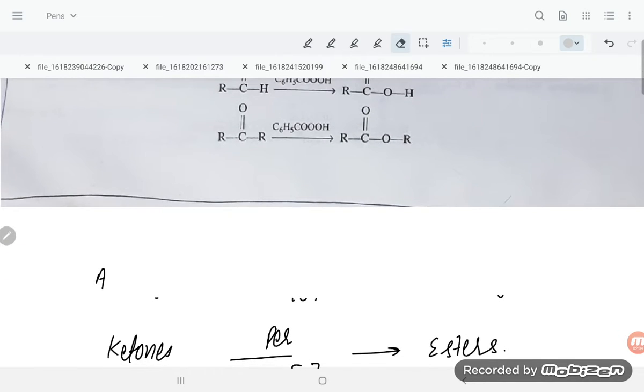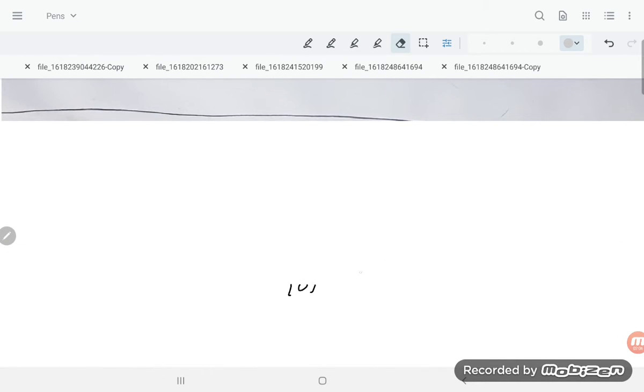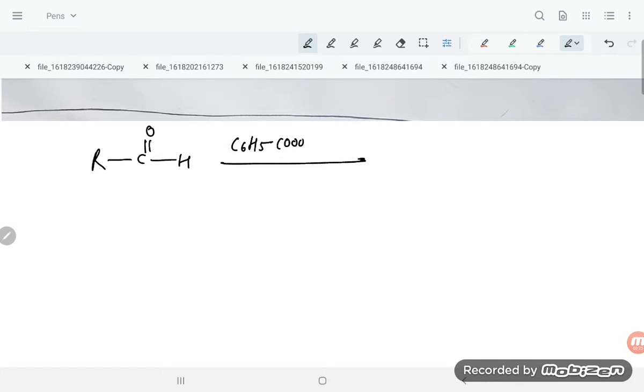If you see the example, dear students, you will find how the aldehydes are getting converted into carboxylic acid. Suppose we have an aldehyde, R C double bond O H, and we have the organic per acid C6H5 C triple OH. It is going to supply oxygen, so it will give R C double bond O and here OH. This compound was the aldehyde, and it is converting into the carboxylic acid.